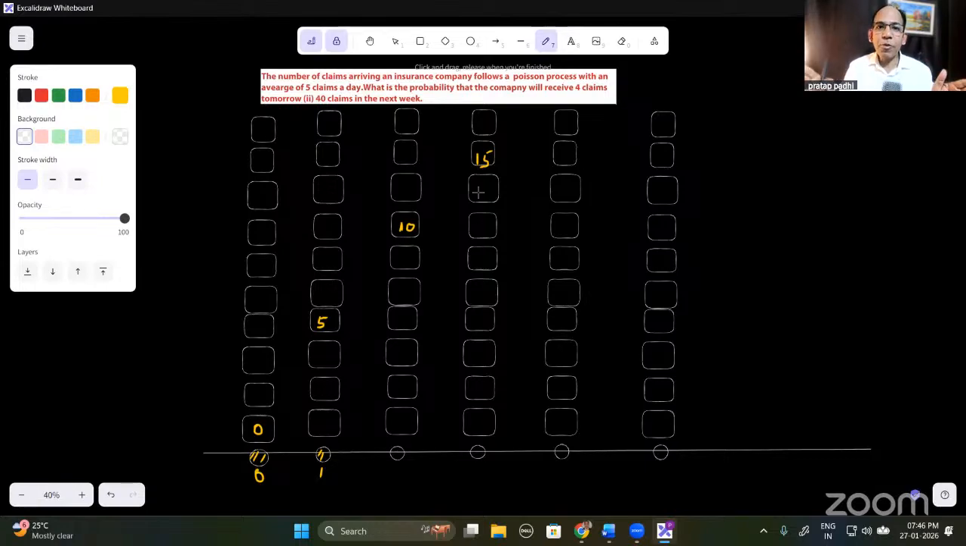Remember, it's a birth process, not a death process. Only it will increase. It can never decrease. Birth process, not death process. Somewhere where people are coming and going, suppose you talk about a mall, people are going and they are coming. If you calculate the net number of people, that will not follow a Poisson process. Forget about coming people. If outgo is there, that will not be a Poisson process.